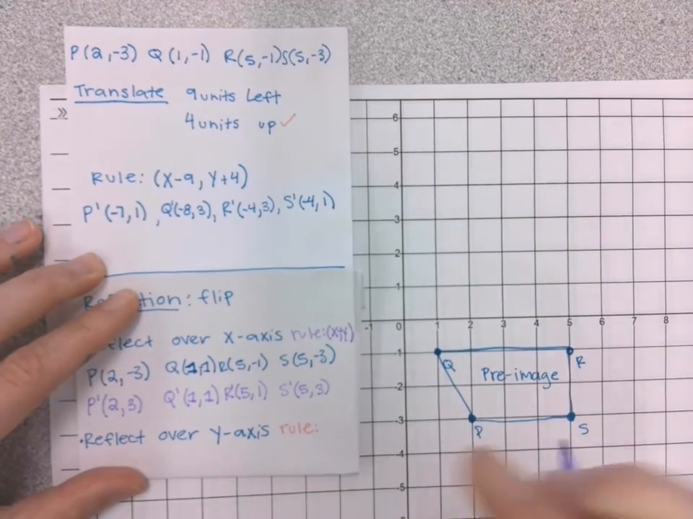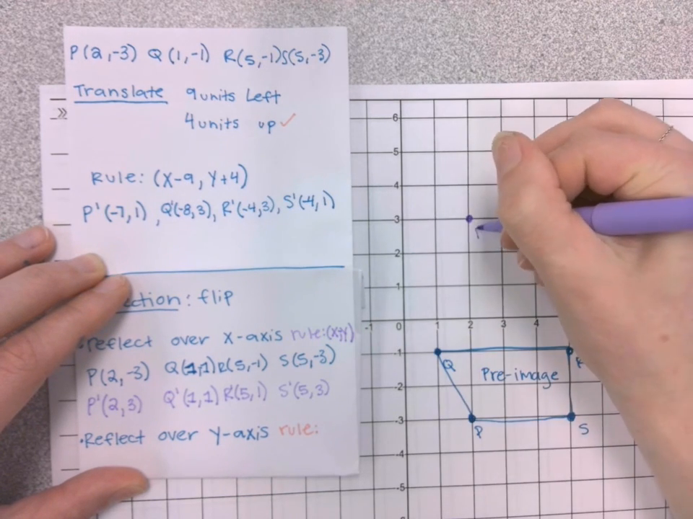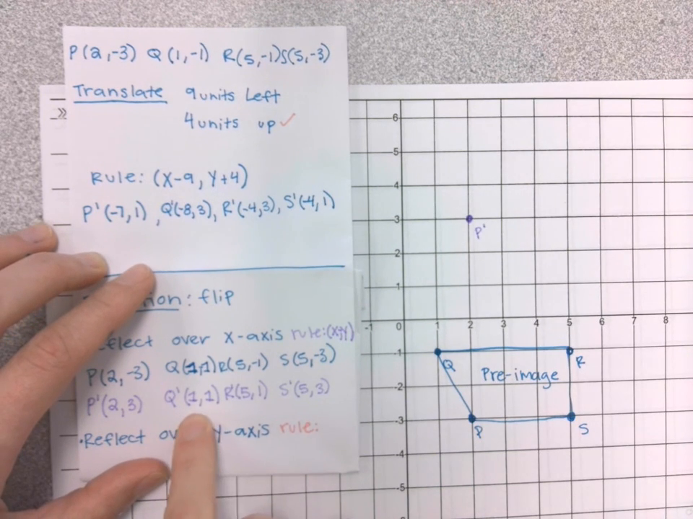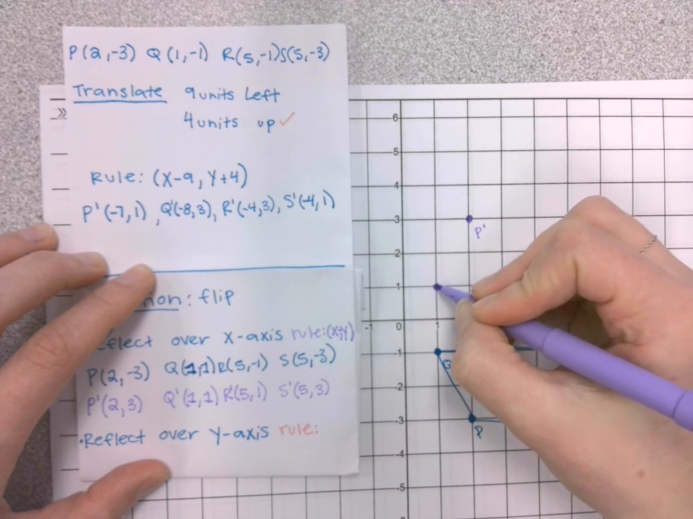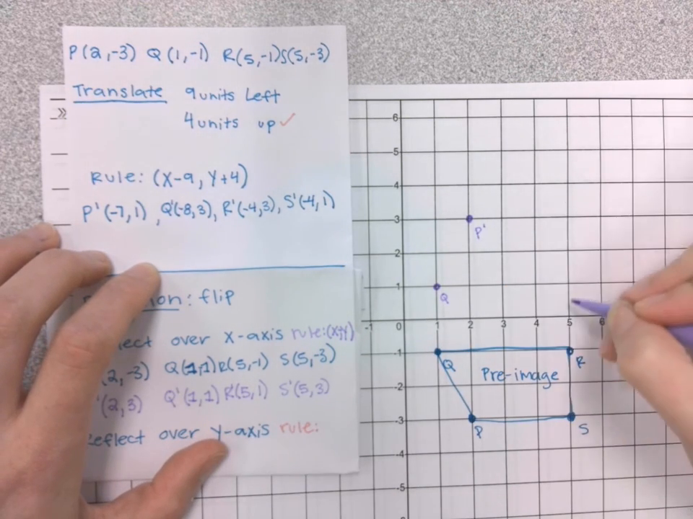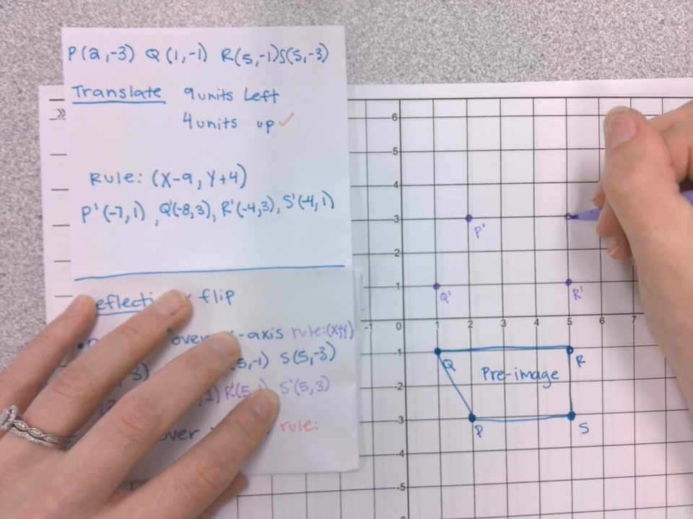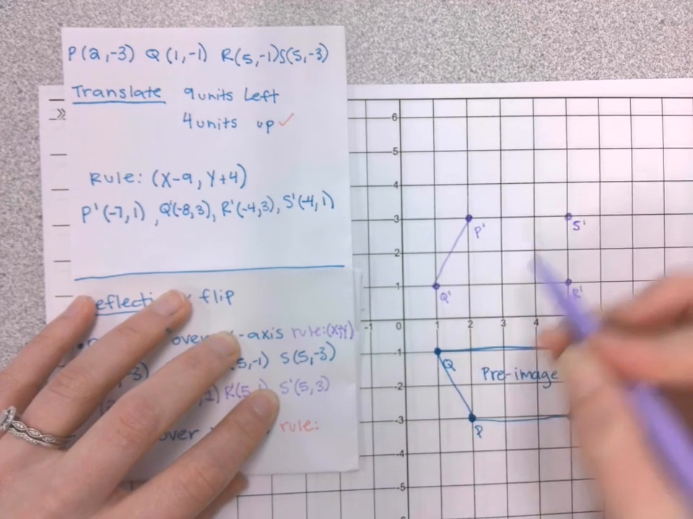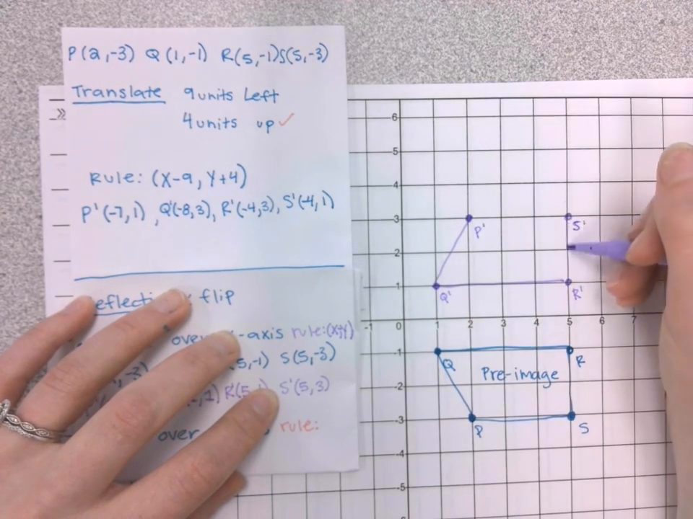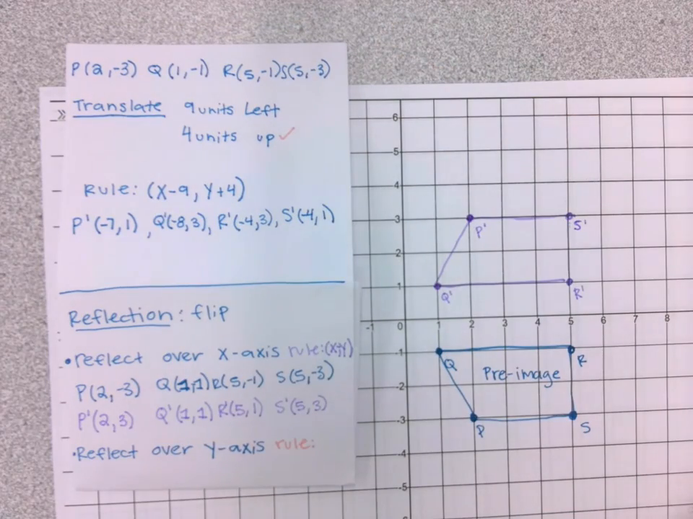So now let's take those points and let's graph them. So we have 2, 3, so 2, 3, and that is P prime. Then we have Q prime, which is at 1, 1. Then we have R prime, which is at 5, 1, and S prime, which is at 5, 3. And here you can see the image has flipped over the x-axis.